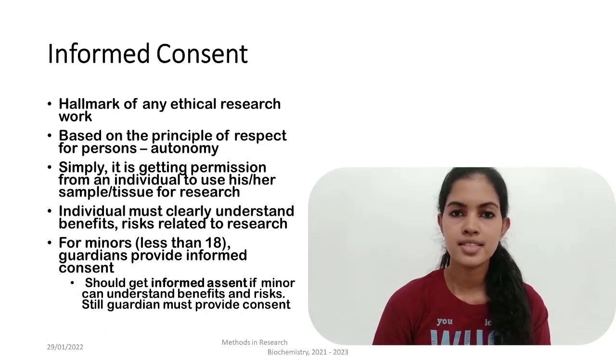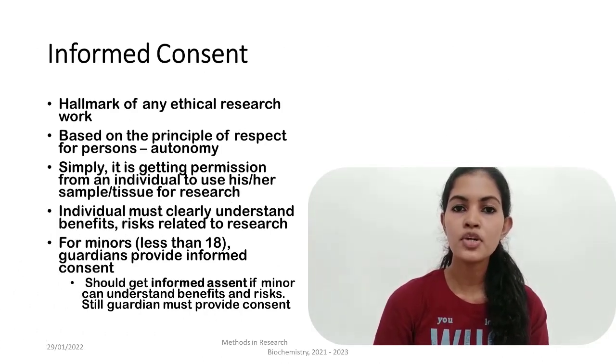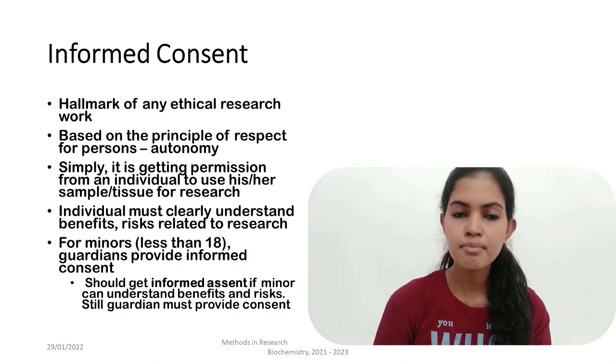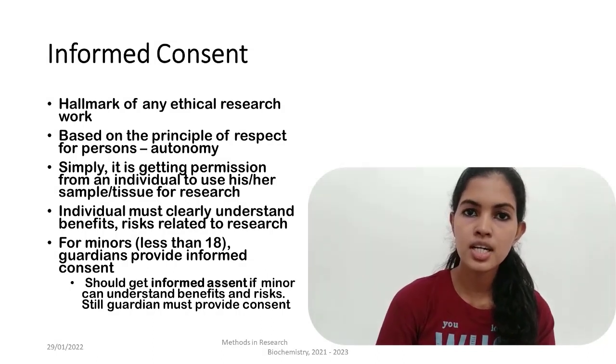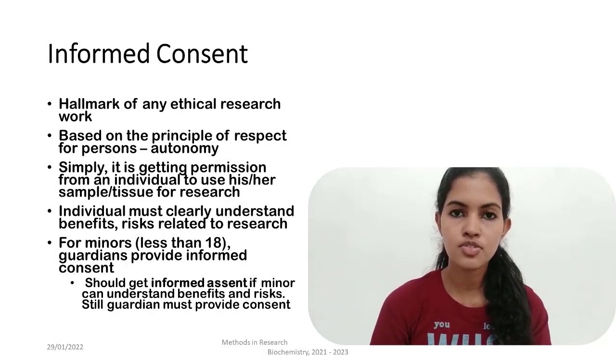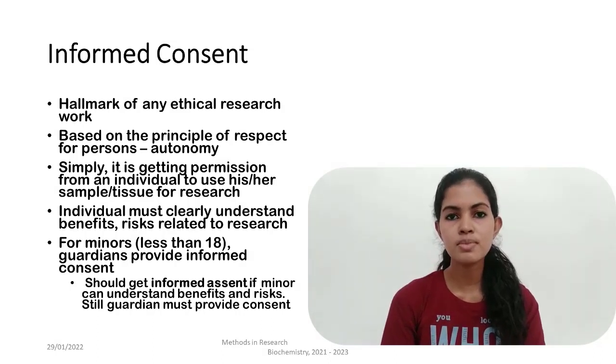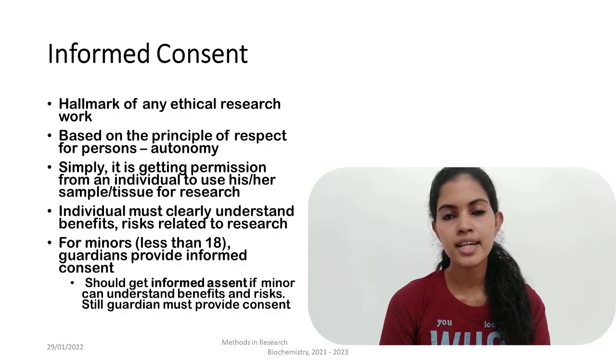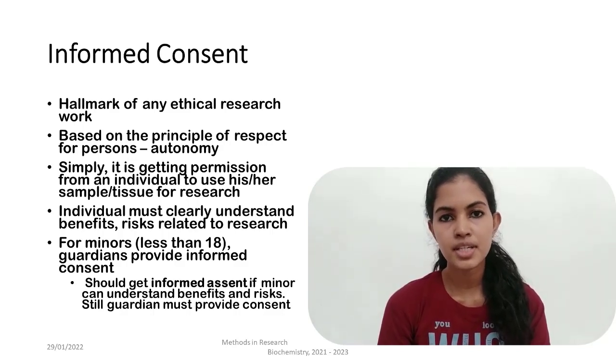Next is informed consent. Informed consent is the hallmark of any ethical research work. It is based on the principle of respect for a person's autonomy. Simply, it is getting permission from an individual to use his or her sample or tissue for the research work. That is, the individual must be aware of the benefits and risks of this research. For minors, their parents should be provided with the informed consent. Next is the importance of informed consent.